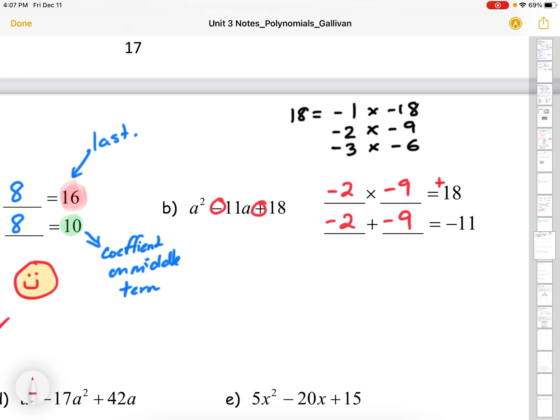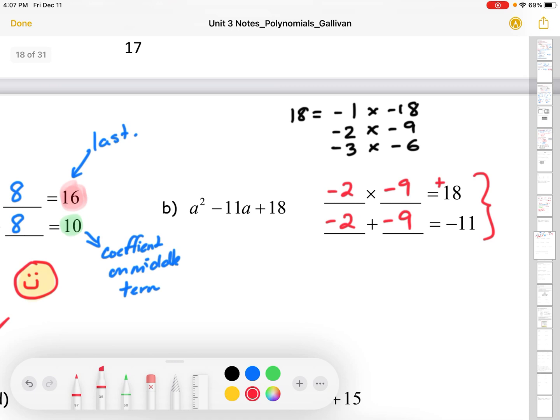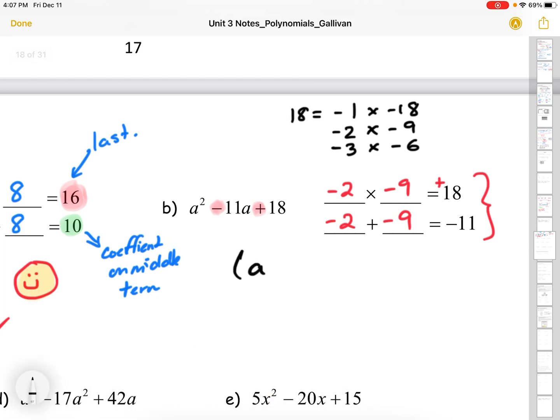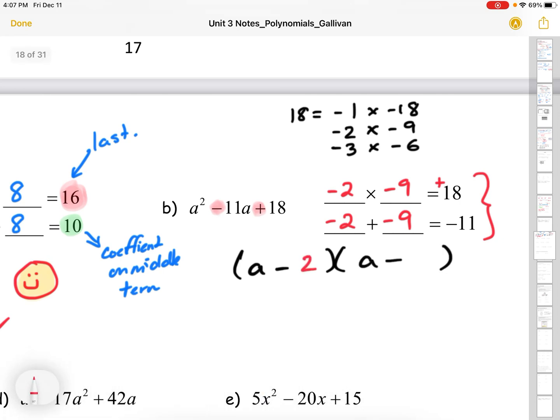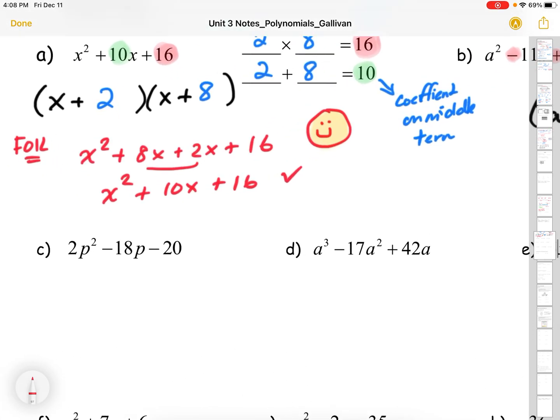Very critical, because it's going to make a difference for your answers, okay? I'm going to actually just highlight those with red so that we're aware. Okay, so let's make our binomials. We know we're going to have a. They're both negative. So from our answers, a minus 2, a minus 9. Okay, and again, you can FOIL to check. So that might be a good thing if you want to pause the video, FOIL, and make sure I'm right.